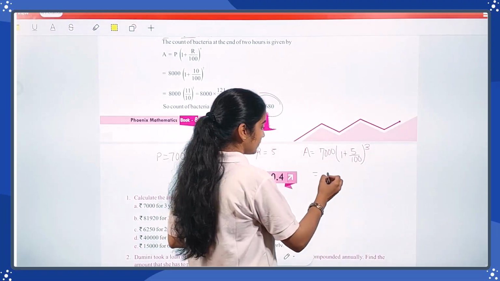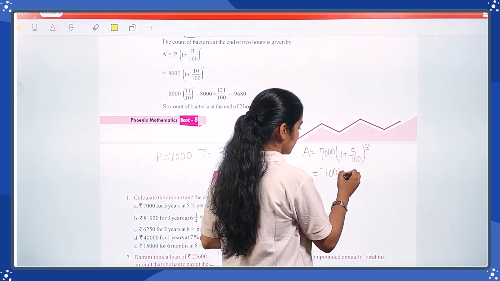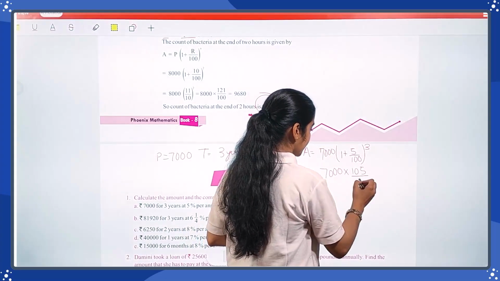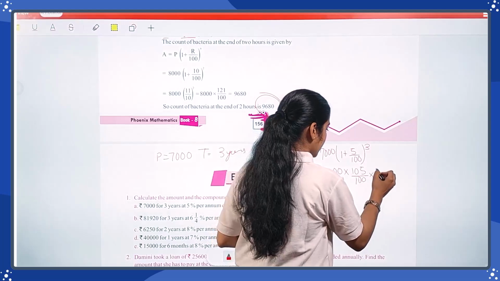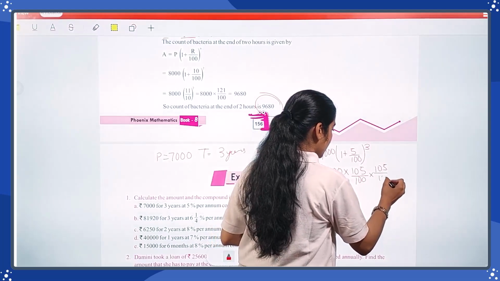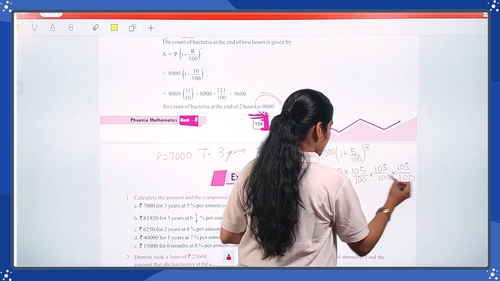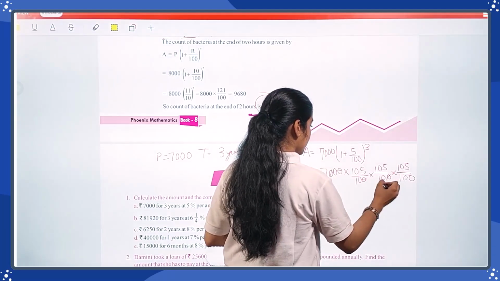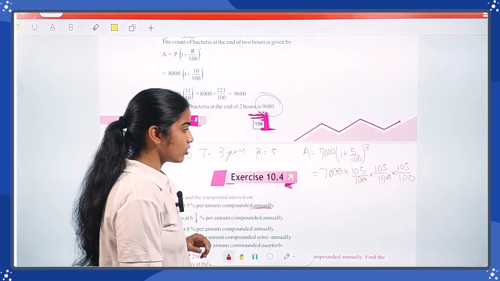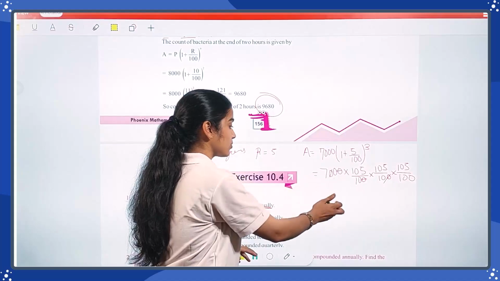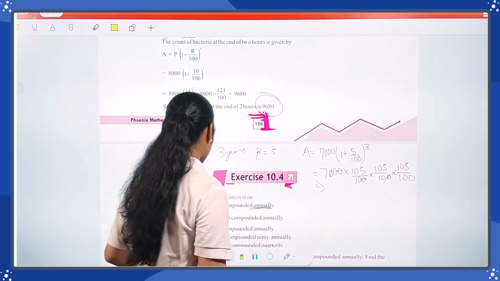So now 7,000 multiplied by 105 upon 100, 105 upon 100, 105 upon 100. So you have to calculate these values. It is a long calculation, it takes time. So what you have to do, take your time, solve this question, and at the end you get your answer.